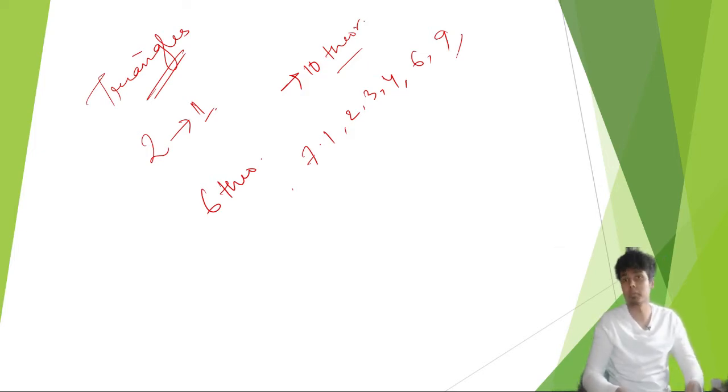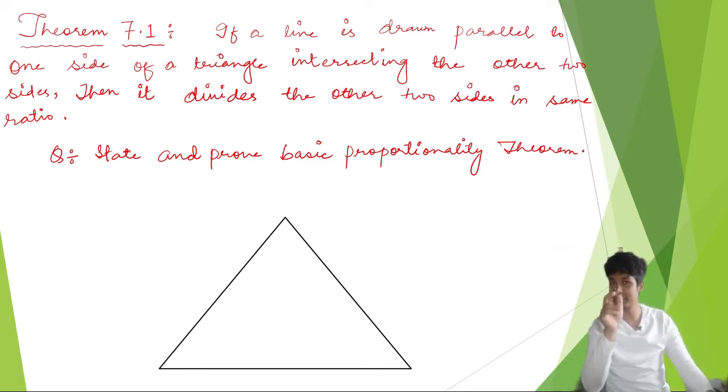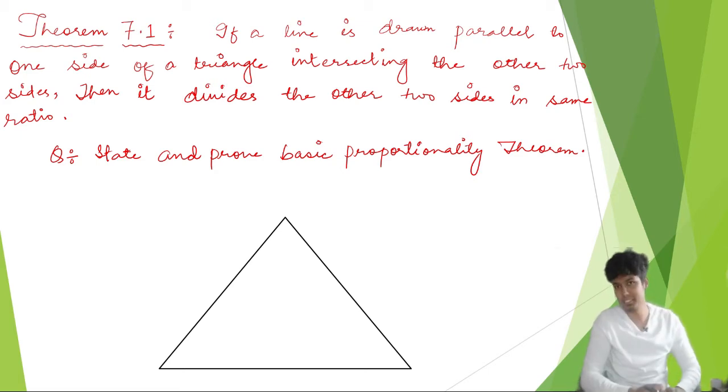Let us look at theorem 7.1. Let me remind you once again, these questions are compulsory. You are going to get these questions in the exam, from which you can secure 5 marks very easily. So let's start. Theorem number 7.1. What does it say? For mathematics, the first thing you need to understand is the question. If you can crack the question, it will be easy for you to understand how to solve it.